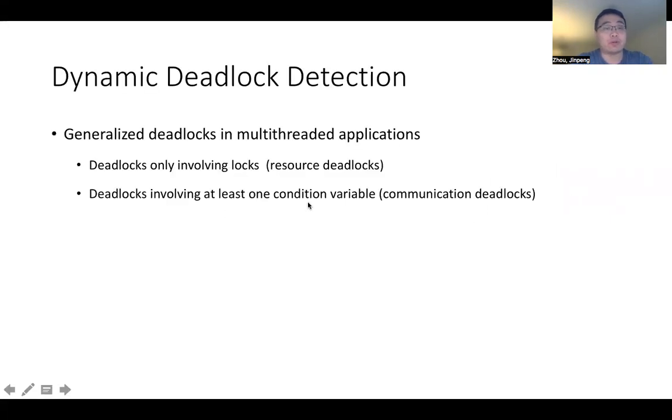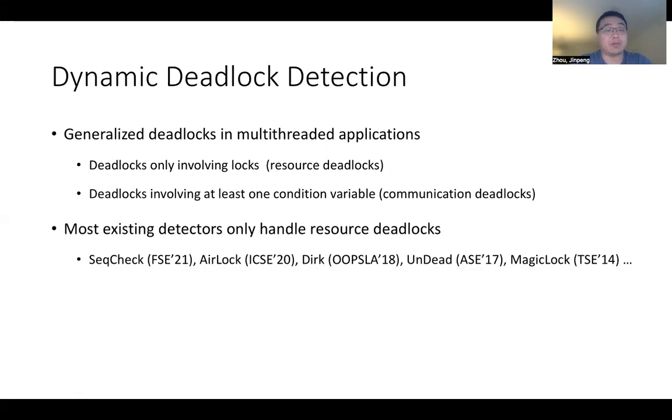In this work, we focus on dynamic detection of generalized deadlocks in multi-threaded applications. The generalized deadlocks consist of two types of deadlocks. The first type only involves locks and is called resource deadlocks. The second type involves at least one condition variable, and we call it communication deadlocks.